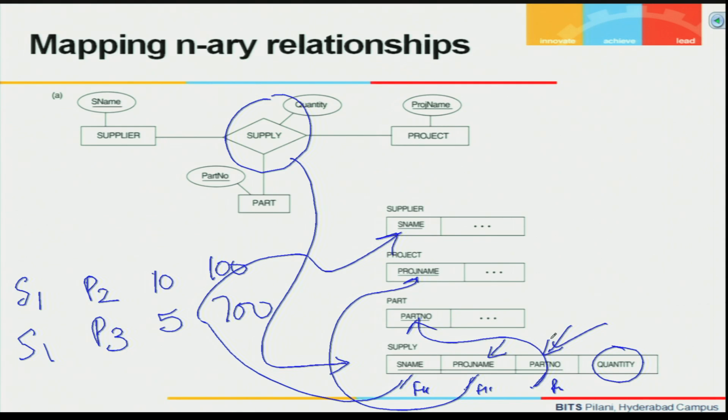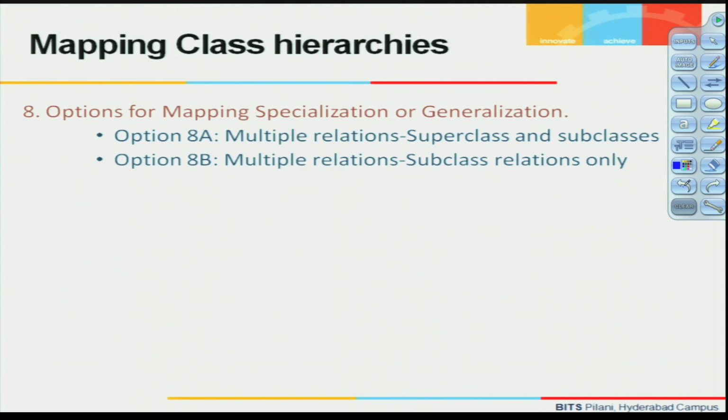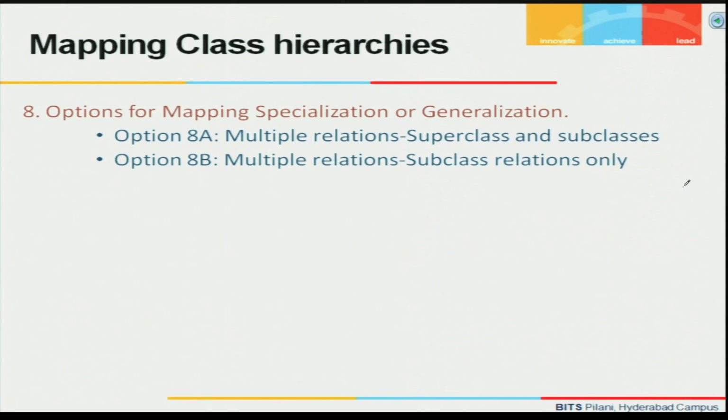This example is for a ternary relationship, and similar guidelines or rules can be used for mapping n-ary relationships to relation schemas. Now let us see how to map class hierarchies. Class hierarchies means we have subclassing and superclassing relationships between the entity types, and then we need to map them into relations. This we have seen in our ER diagrams, how to capture specialization and generalization in the form of subclassing and superclassing.